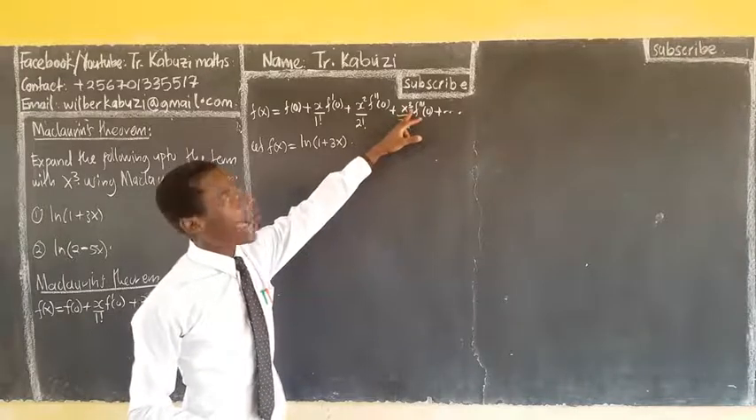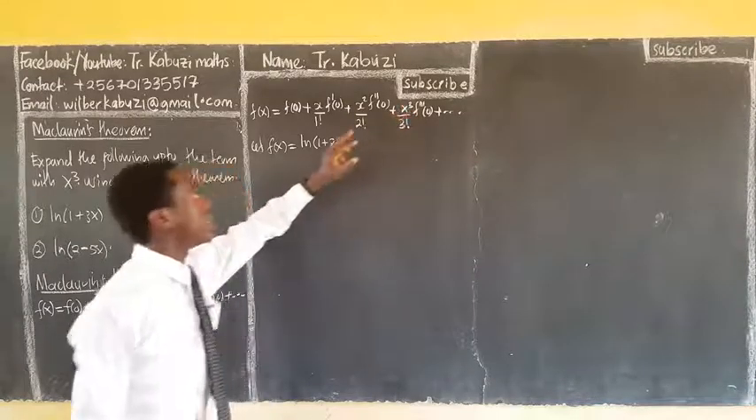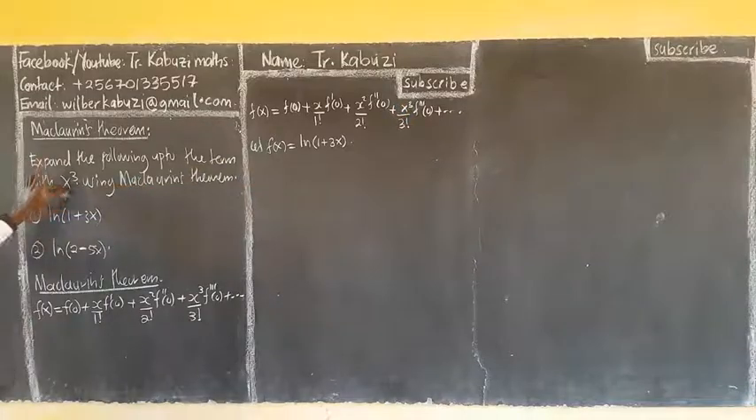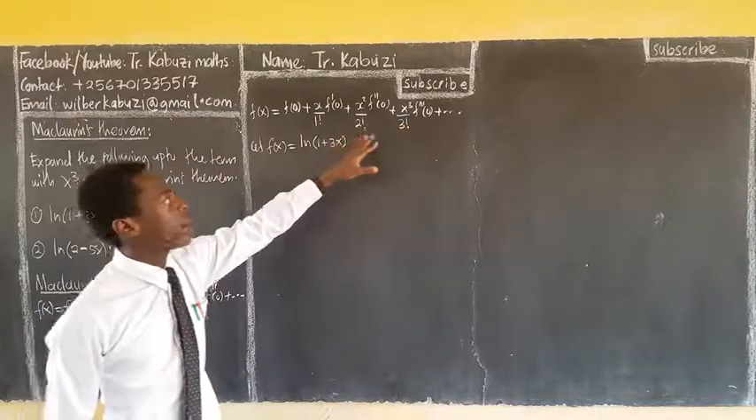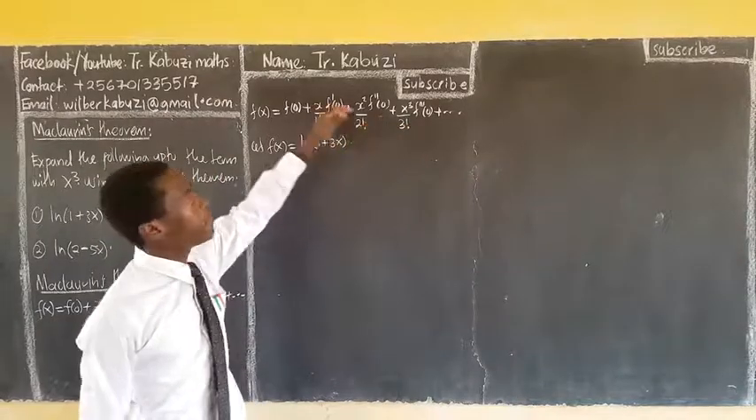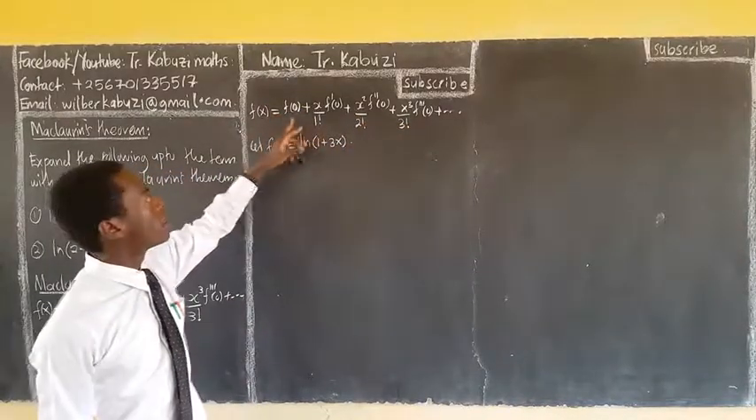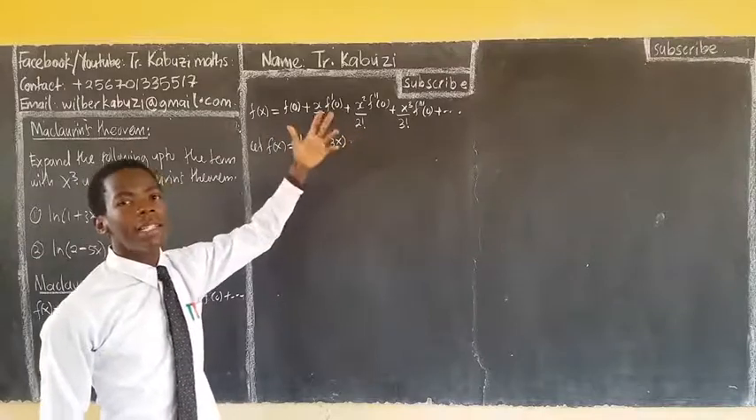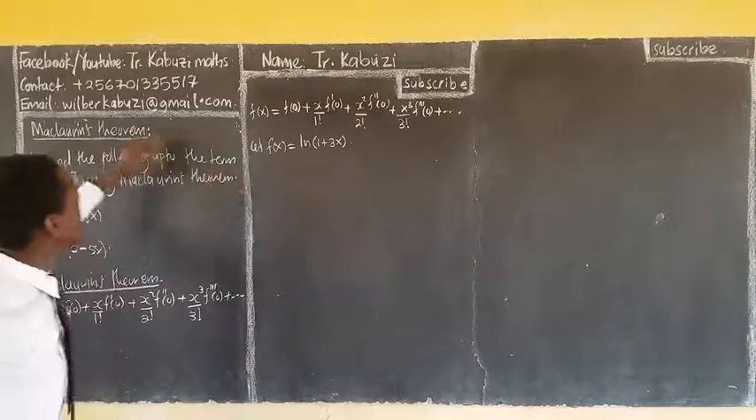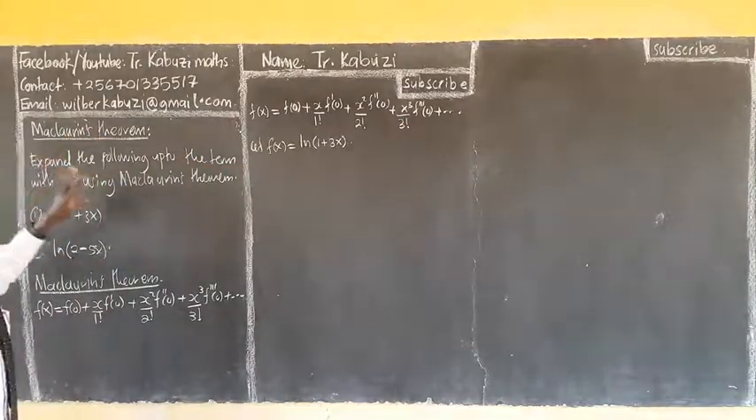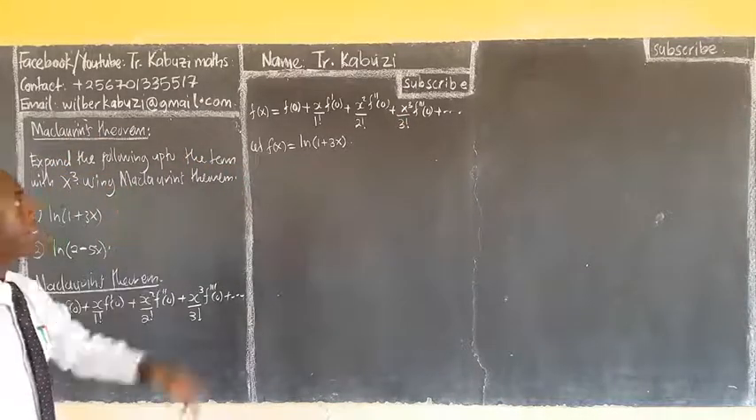Why? Because the question says up to the term with x cubed. After the term with x cubed, we are ending at this term. If they say after the term with x squared, we have ended here. If they say the first 3 terms, you count 1, 2, 3. If they say the first 4 terms, 1, 2, 3, 4. So in simple terms, if they say x cubed, they want you to get the first 4 terms.